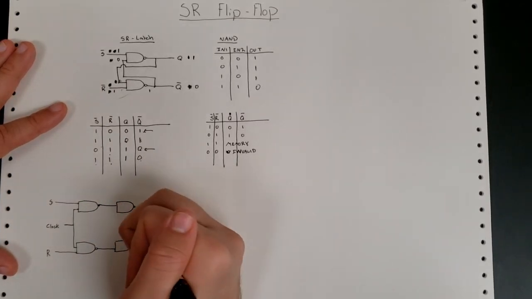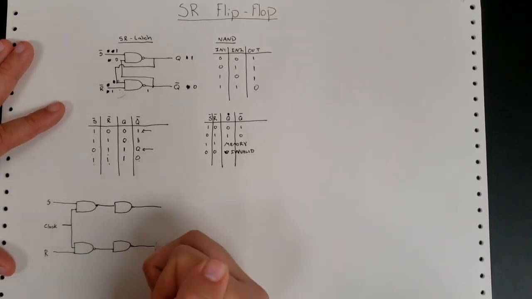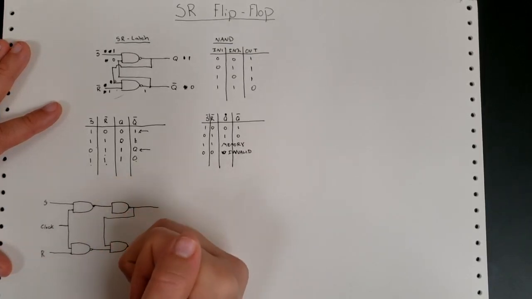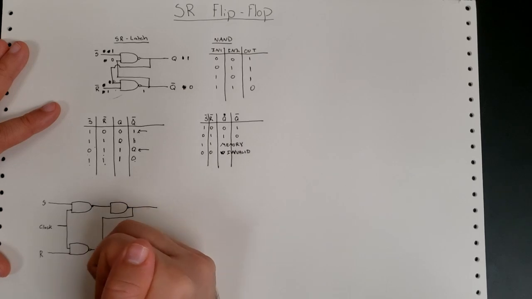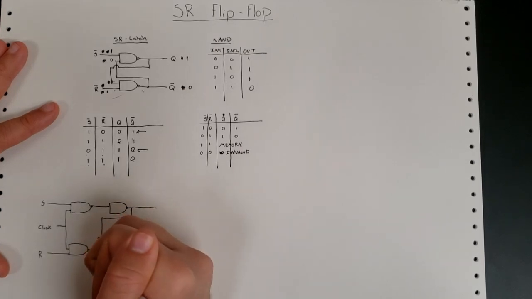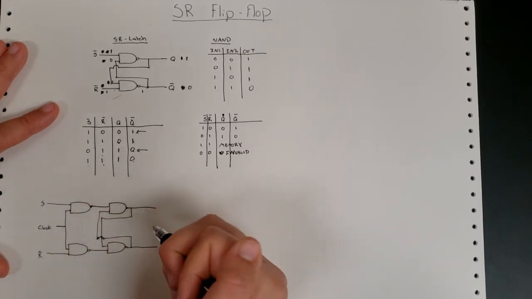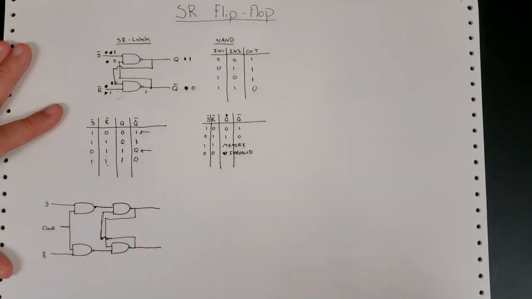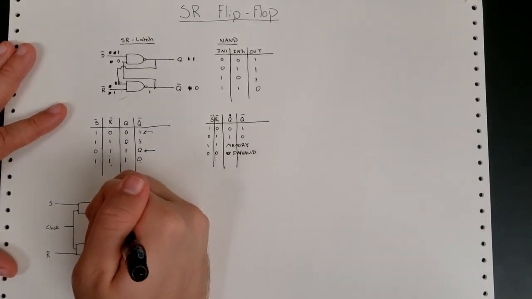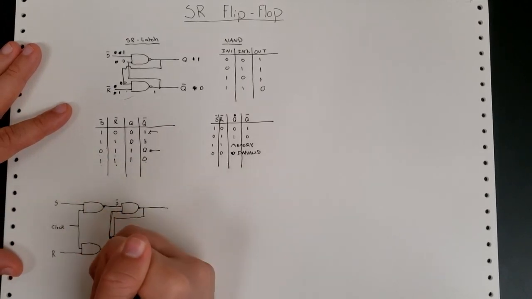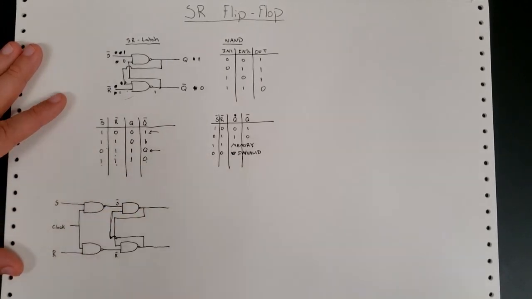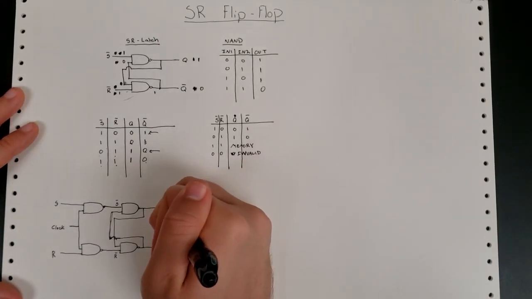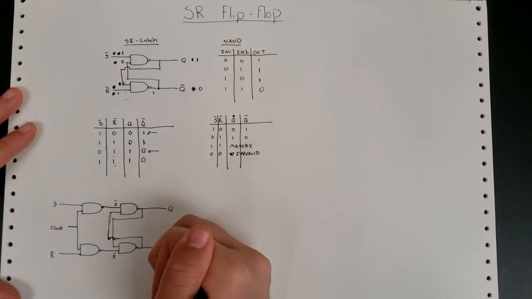All right, and then we have our outputs. The output here goes to the input there, and then the output here jumps over that and then goes to the input there. Okay, and so this again is S complement and this again is R complement. All right, and then, oh yeah, this is Q, and then this is Q complement.